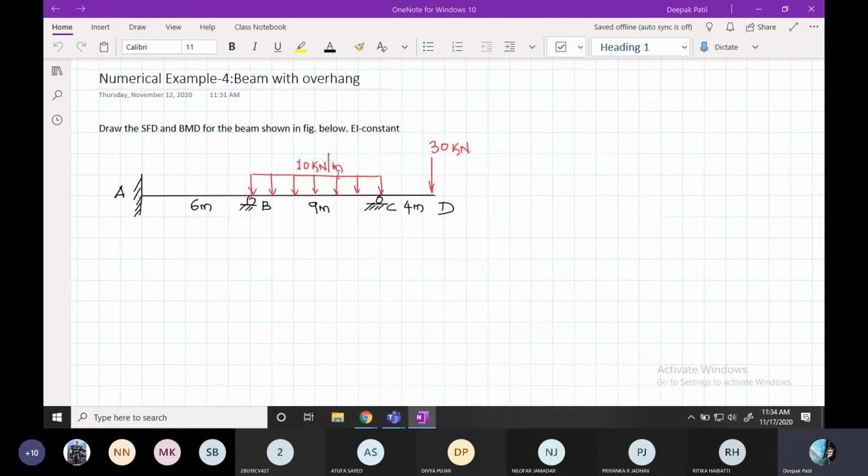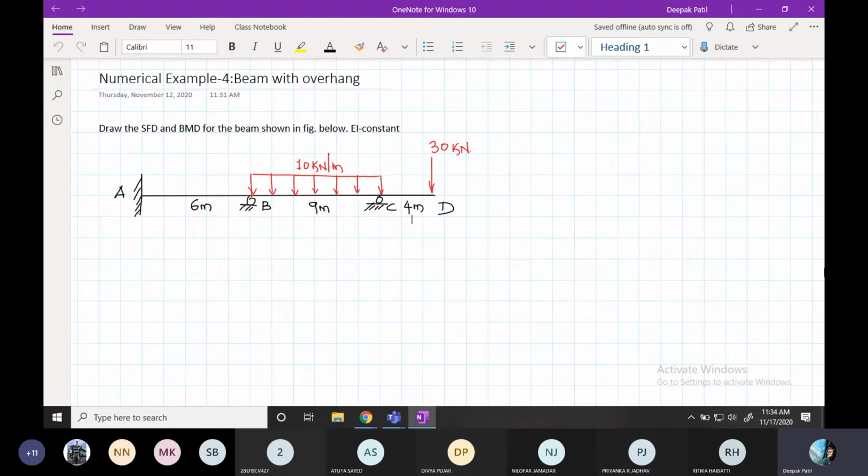Okay, yeah. So now we have span BC with a load of 10 kilonewton per meter, and span CD is actually overhang. Okay, if you see, at D we don't have any support, so span CD is actually overhang, and there is a 30 kilonewton point load which is acting at the free end. Now we have to deal with this, and we have to proceed with the moment distribution method.